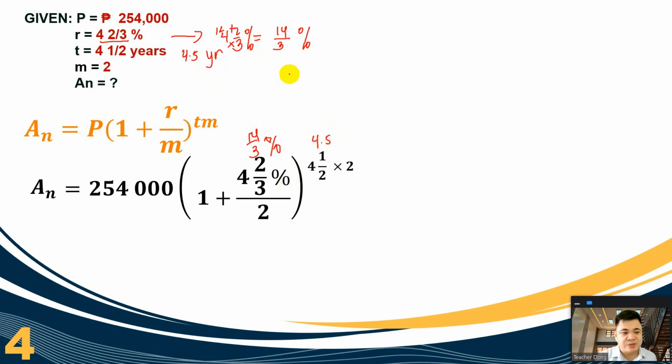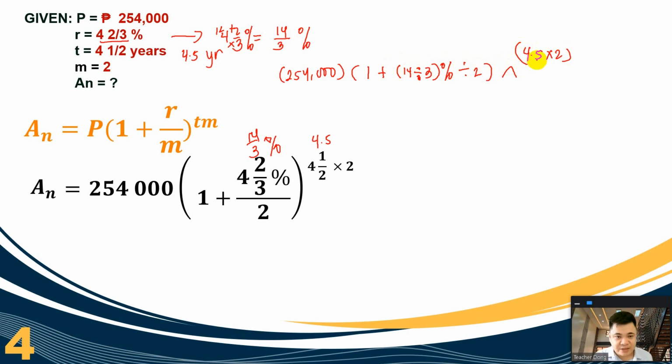So on your calculators, please do this. 154,000 times 1 plus, okay, so we have 14 divided by 3%. So the percent symbol, you have to include it. Divided by 2, raised to the power of 4.5 times 2. So please use the grouping symbols that I've written. Okay, so it's like that.